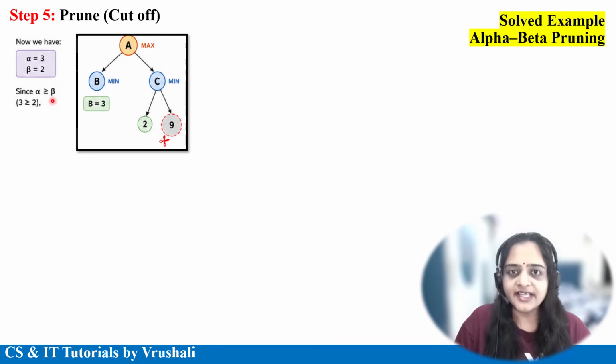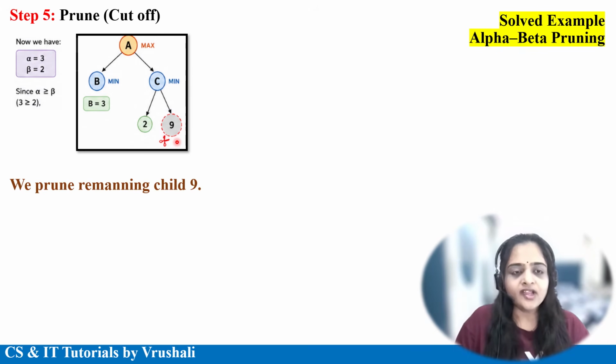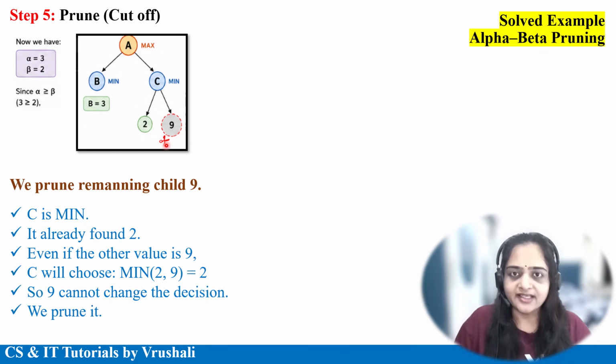When alpha is greater than beta, at that time you need to cut off the particular unexplored branch. So 3 is greater than 2 means condition is true, right? So you need to prune this particular node or branch because this is an unexplored node, unvisited node or irrelevant node. Got it? So basically we prune this remaining child 9.